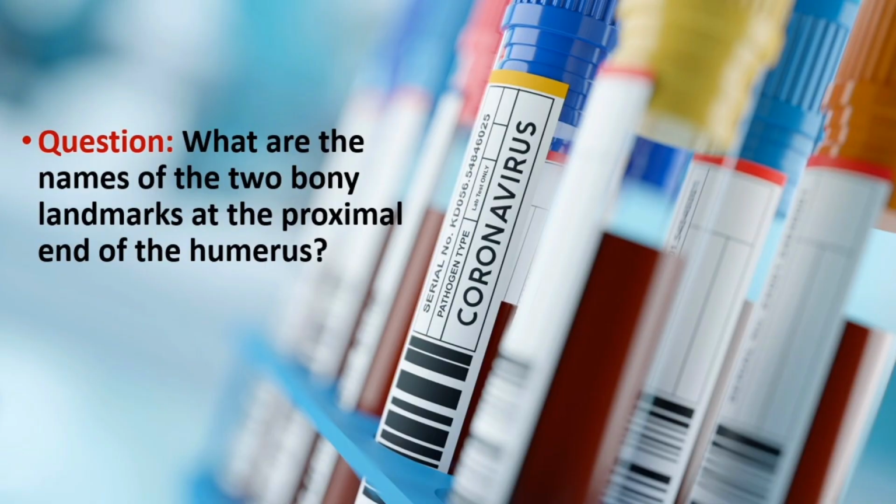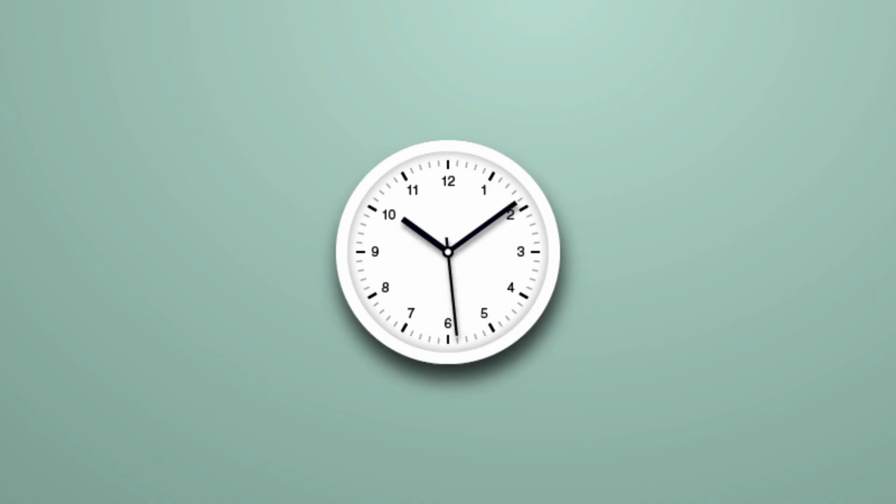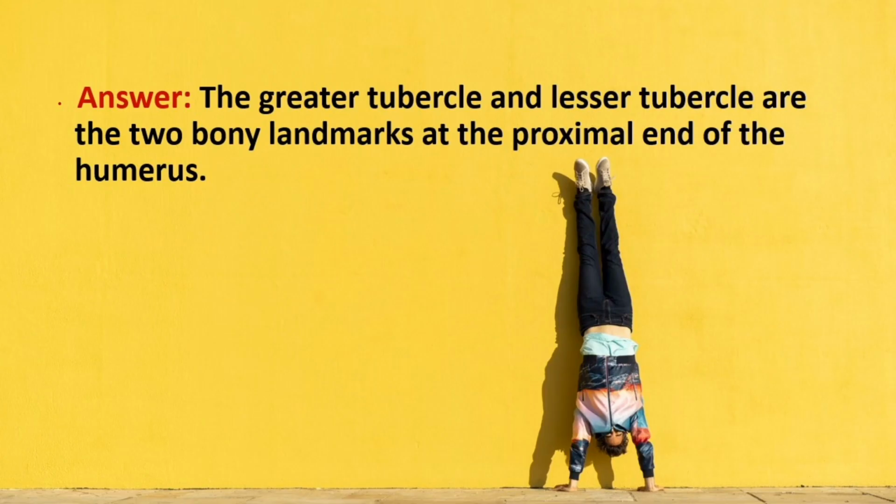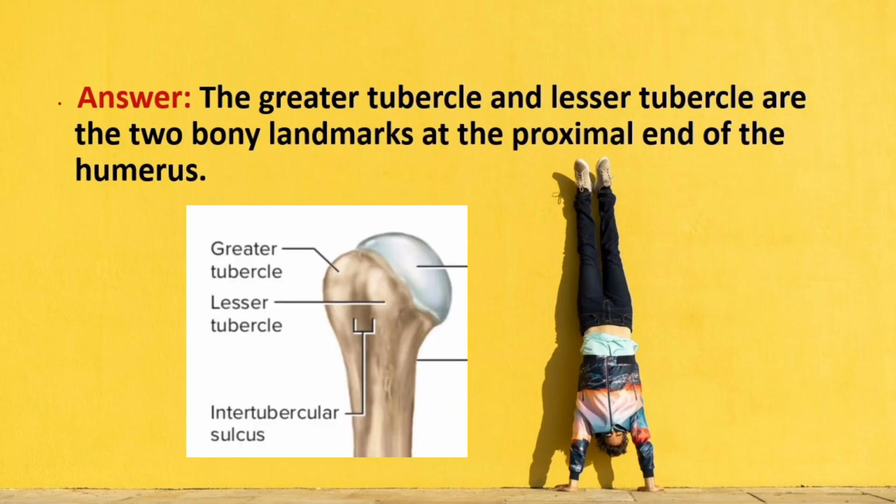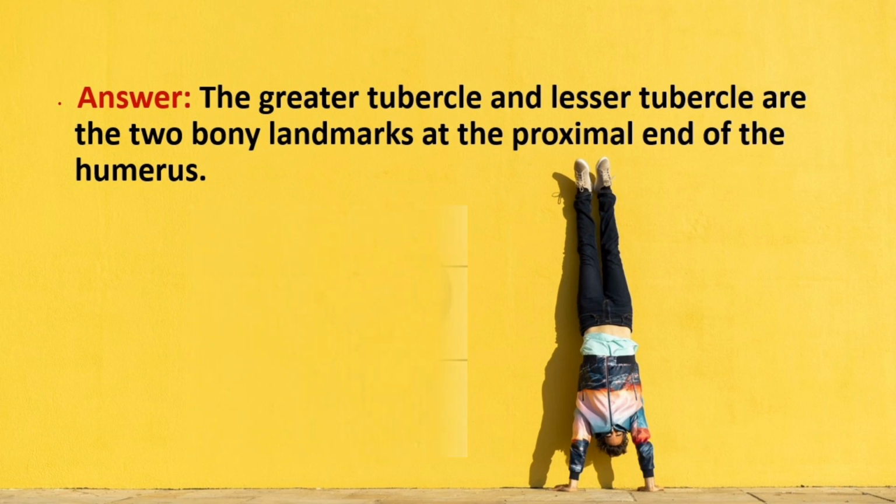Question 8. What are the names of the bony landmarks at the proximal end of the humerus? The greater tubercle and the lesser tubercle are the two bony landmarks at the proximal end of the humerus. It is important to note the term proximal while answering such a question, because if the term distal was used, a different answer would be given.